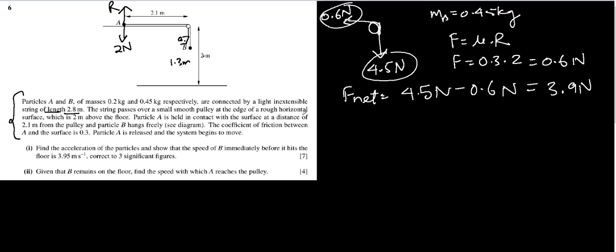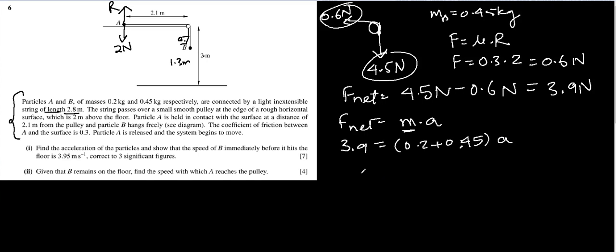Now we have to find the acceleration of the system. So we know F net is m times a according to Newton's second law, and it is 3.9 newtons equal to mass. Now mass, because both the masses are moving, so we have to include both of them. So what are the masses? 0.2 and 0.45, times acceleration. So what will be the acceleration? 3.9 divided by these two together, 0.65, and that comes out to be 6 meters per second squared.